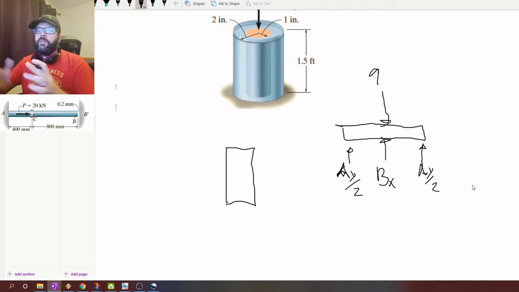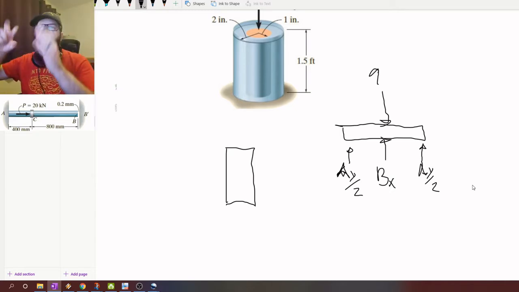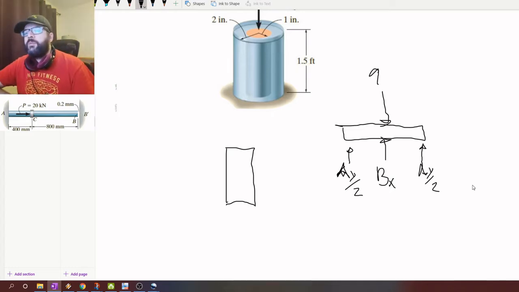But overall, the net resultant of the reaction from the aluminum is also going to act through the same point. It's going to act through the centroid of its area, so it is going to be acting through the same axis as the 9 kip load and the Bx. So again, with this we don't have enough information to solve for what's going on here.